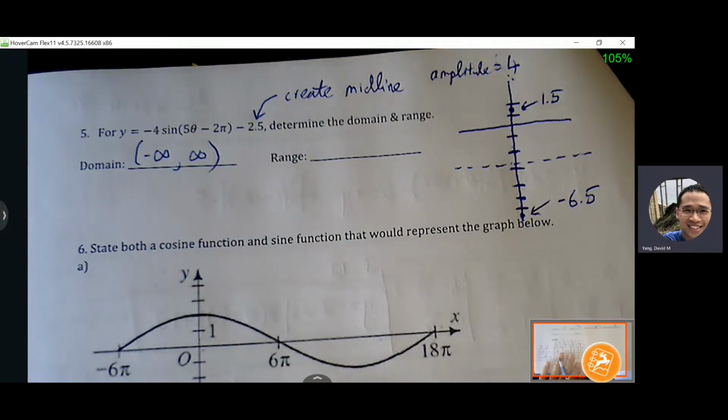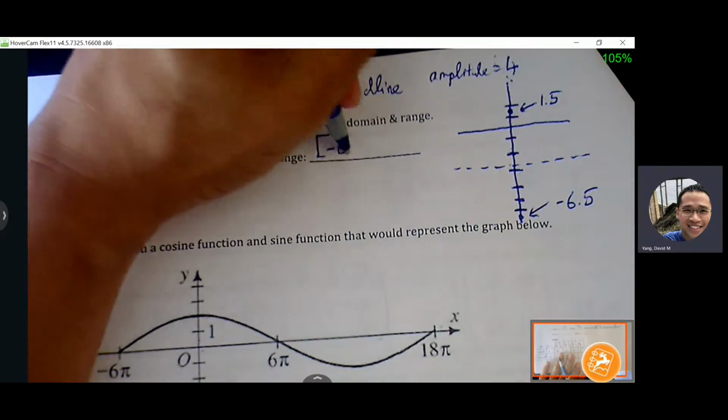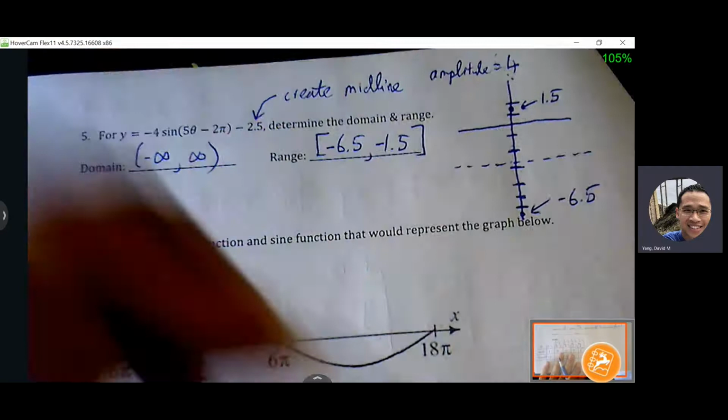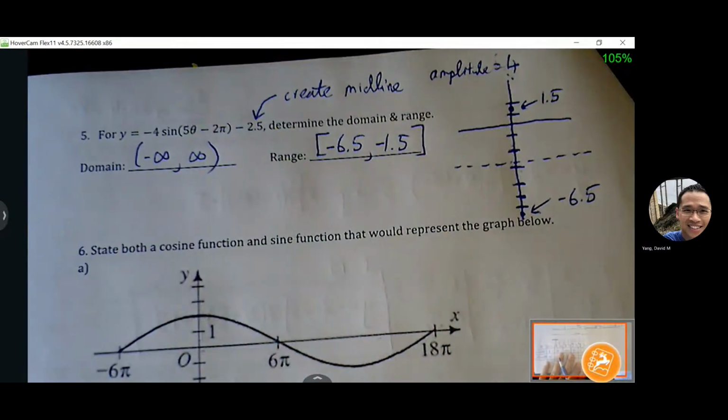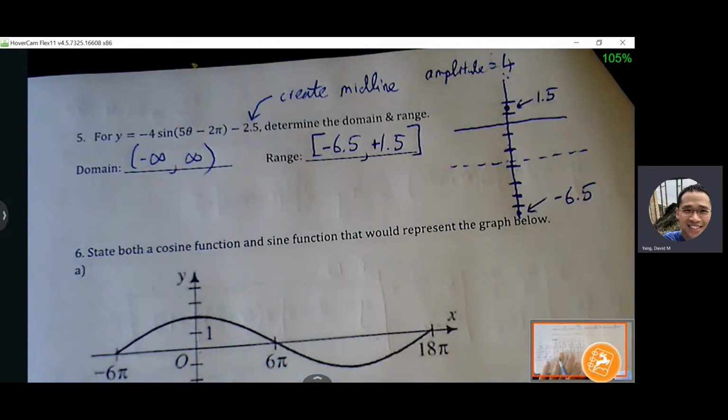So now looking at this, what is your range? Yeah. Bracket, negative 6.5 to negative 1.5. Always go from bottom to top. Oh, sorry, you're right. Positive, sorry. Positive 1.5. Yes, question.